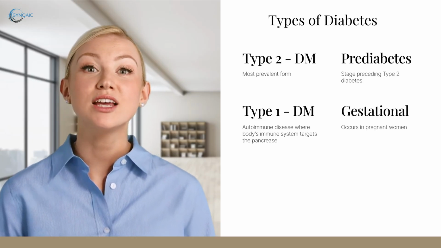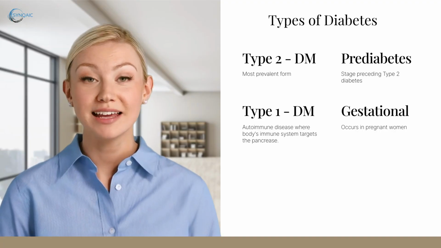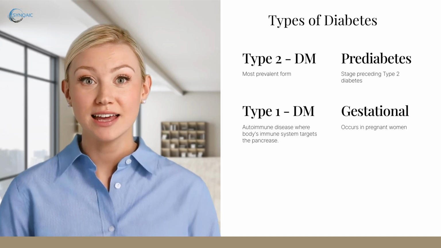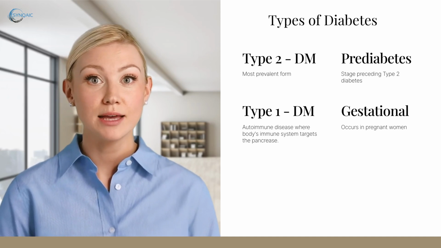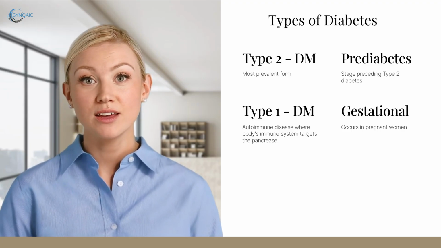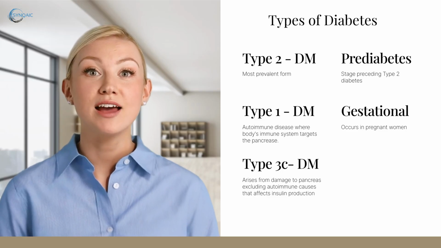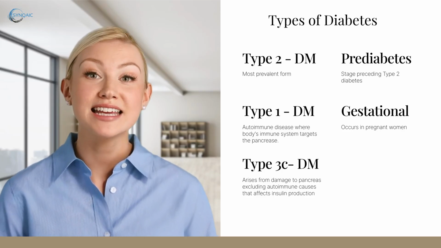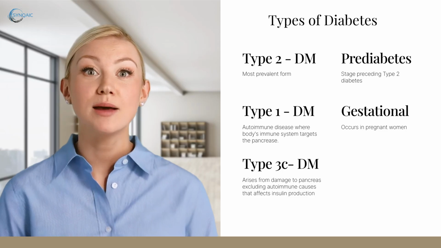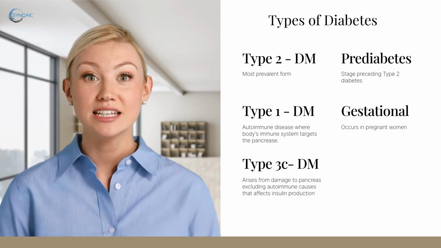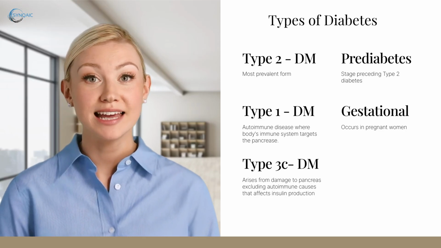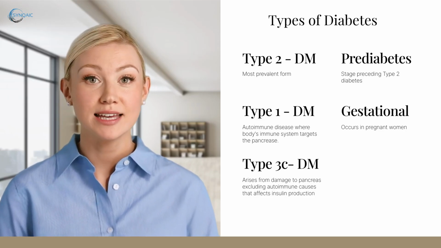Fourth, gestational diabetes occurs in some individuals during pregnancy and typically resolves after childbirth. However, having gestational diabetes increases the risk of developing type 2 diabetes later in life. Fifth, type 3C diabetes arises when damage to the pancreas, excluding autoimmune causes, affects its insulin production. Conditions such as pancreatitis, pancreatic cancer, cystic fibrosis, and hemochromatosis can lead to this type of diabetes. Surgical removal of the pancreas, or pancreatectomy, also results in type 3C diabetes.